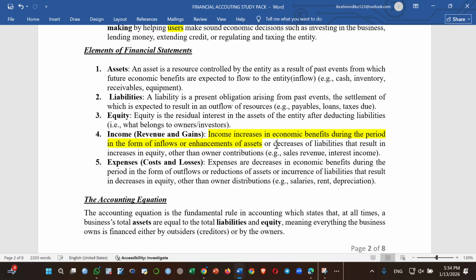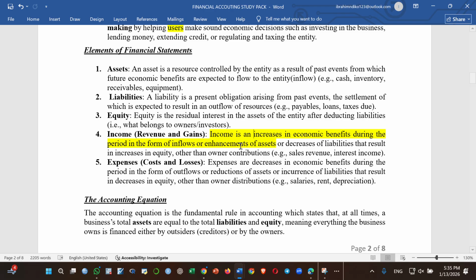Then an expense is a decrease. Up there, this one is supposed to be an increase. Income is an increase in economic benefit. So there was a problem with that part. It's supposed to be: income is an increase in economic benefit during a particular period or from the enhancement of an asset. For example, a machine. You can use a machine to generate that income.